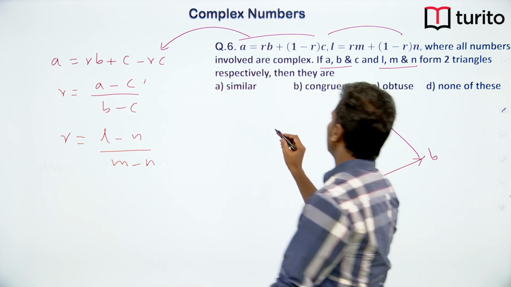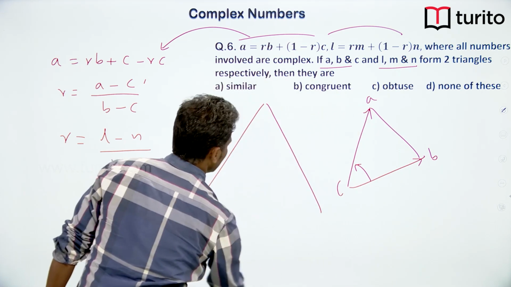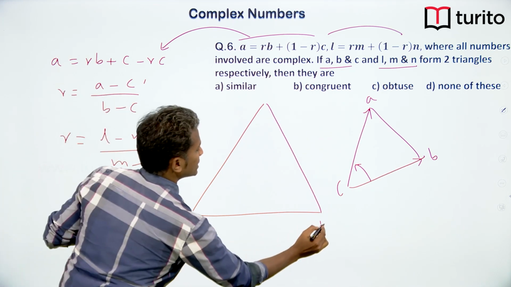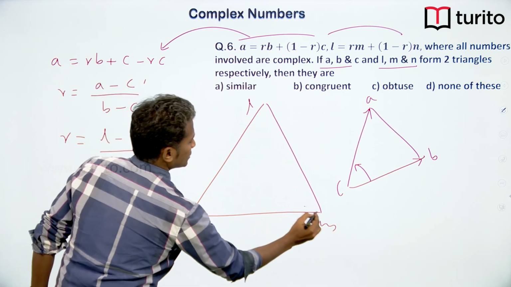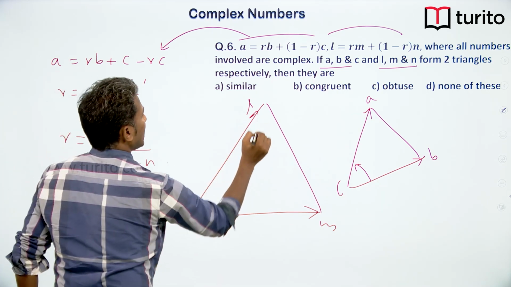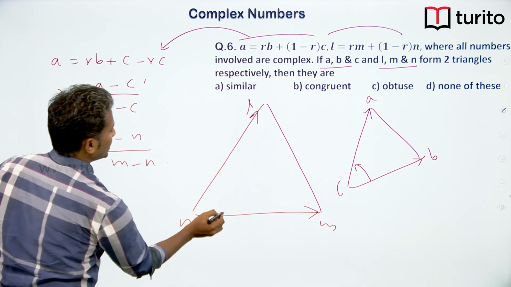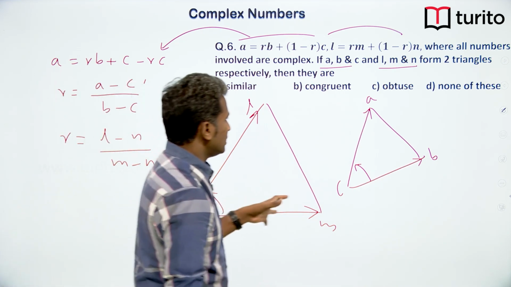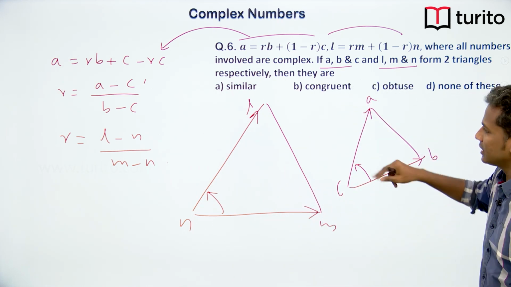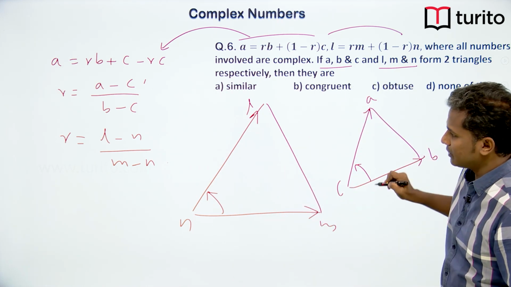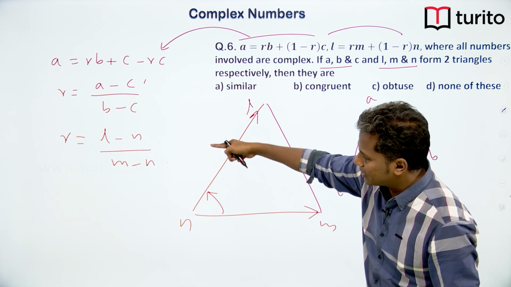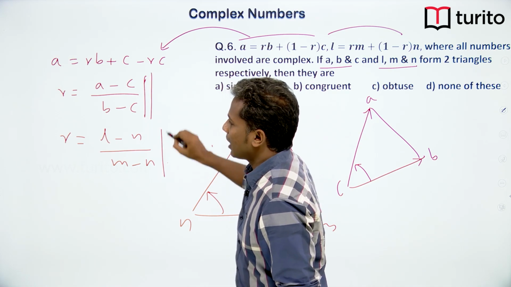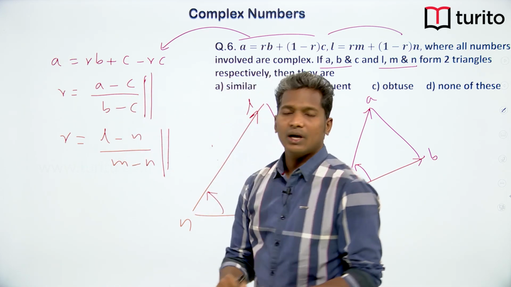And similarly for another triangle, let us say there is another triangle, the common point is N that I am placing here, this is M, this is L. So this is M minus N vector, this is L minus N vector, and here also this is one complex rotation. But if you notice the ratio of A minus C, B minus C here, that means this side and this side is same as the ratio of this side and this side. So this equation that we got for R from both these two equations are equal.